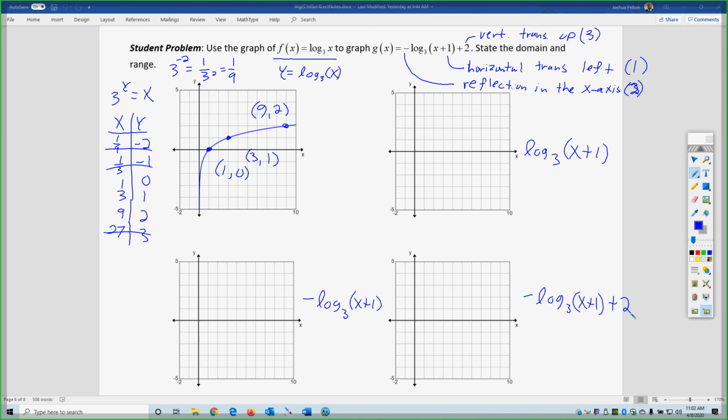Okay, so it's plus 1, so we're going to go left 1. So 1, 0 becomes 0, 0. 3, 1 goes left 1 and becomes 2, 1. And then the 9, 2 goes left 1 and becomes 8, 2. All right, so let's erase those old points now.